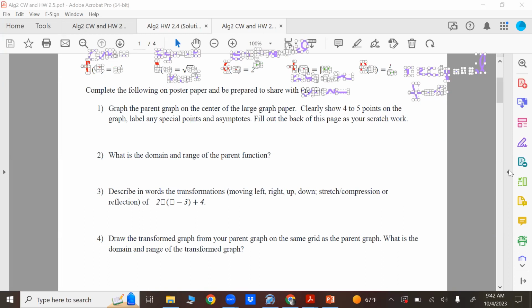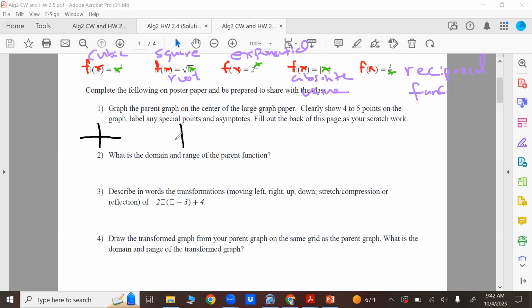So it says graph the parent graph on the center of a large graph paper, and so on. What is the domain and range of the parent function? Describe in words the transformation. Draw the transformed graph on the same grid, and so forth. So what I'm going to do is make 5 different axes here, kind of one for each, and do a quick sketch.